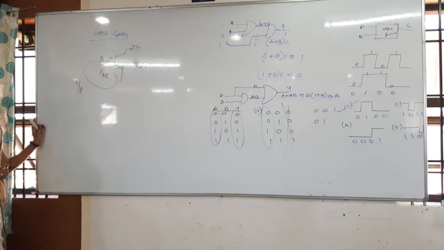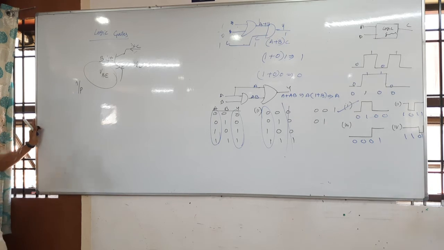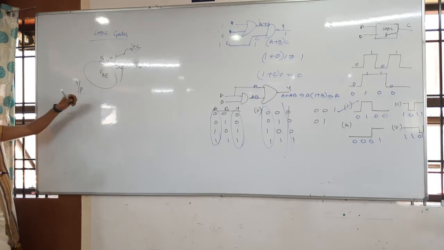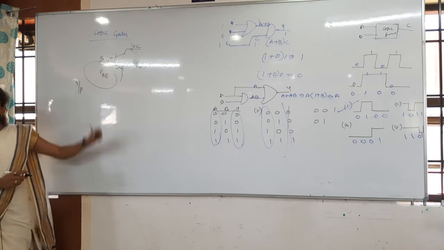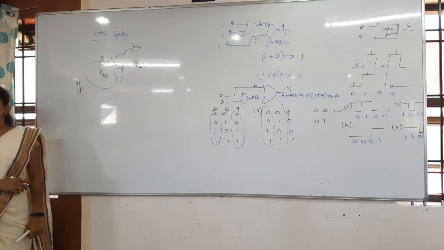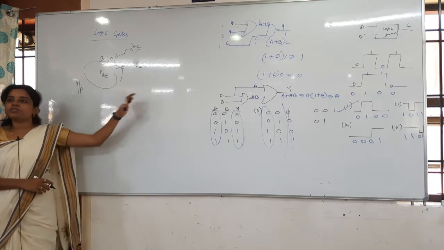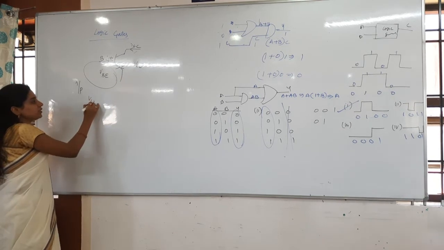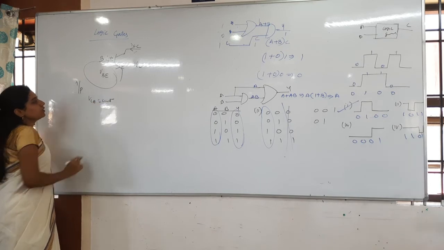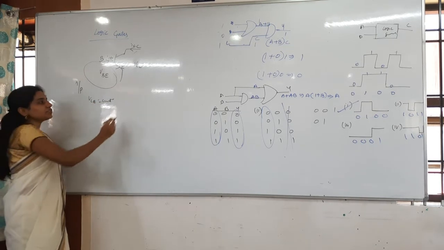Whenever you are drawing the input graph, what you have to take? The graph between input current and then input voltage. What you have to keep constant? VCE you have to keep constant. Output voltage you have to keep constant. Here VCE is constant. Then we got even the resistance also.